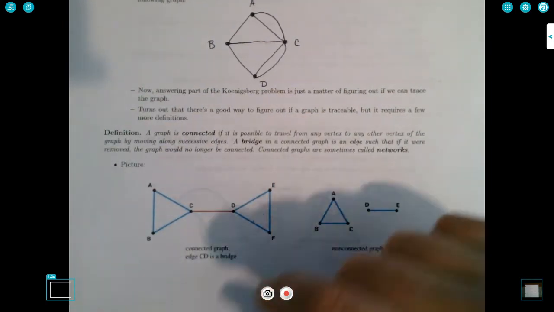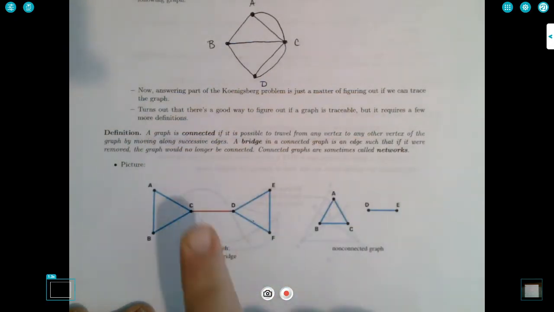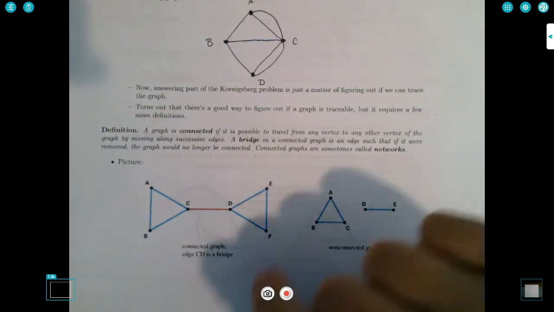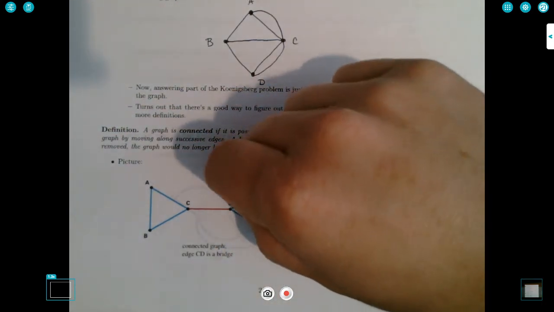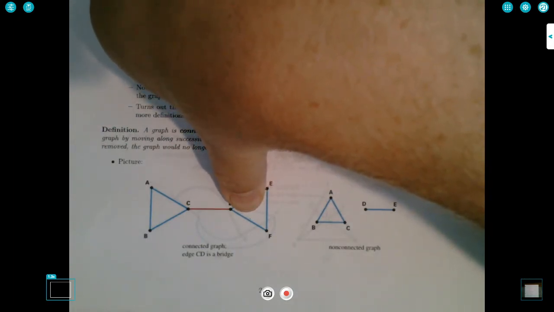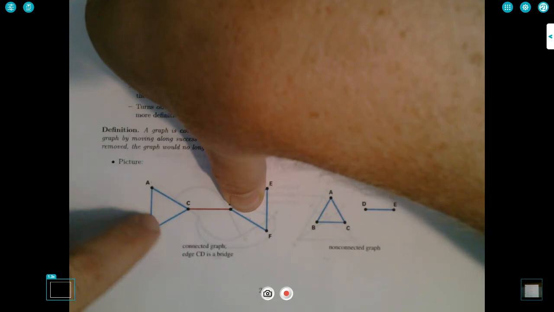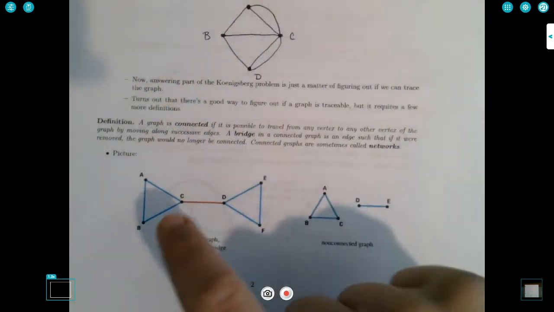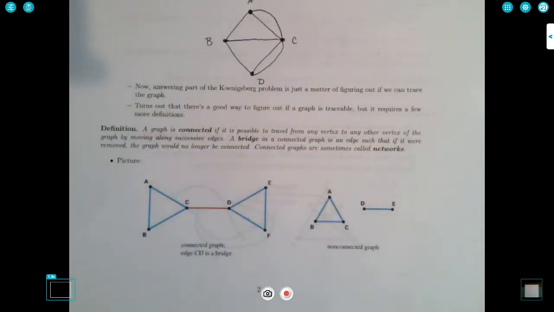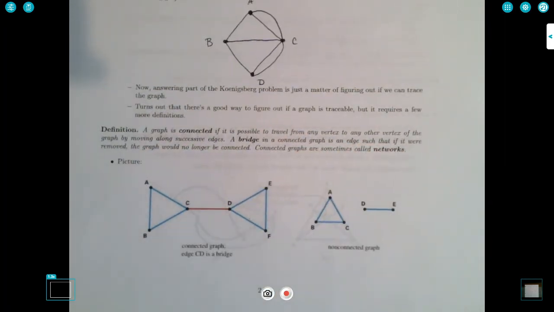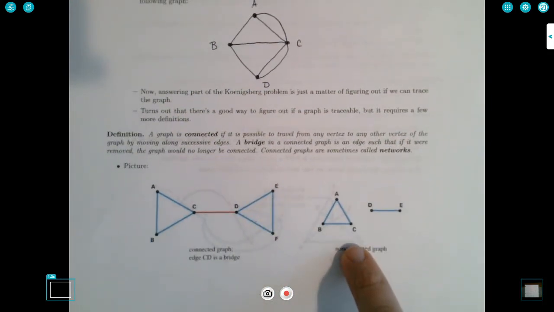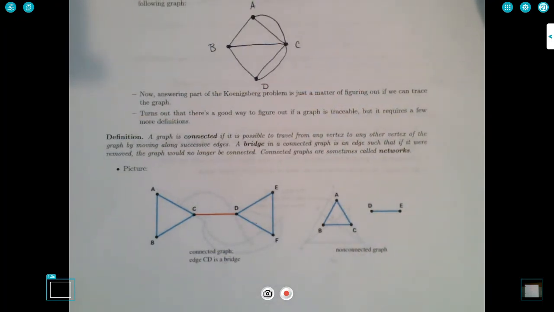CD is a bridge because if you removed CD, then you would end up with a disconnected graph, right? ED is not a bridge because if you removed ED, you still have a connected graph. You can still get from any point on the graph to any other point on the graph. So if you remove CD, it's disconnected, and so CD is a bridge. No other edge in this graph is a bridge. This isn't even connected to begin with, so it doesn't make sense to talk about bridges. Okay?